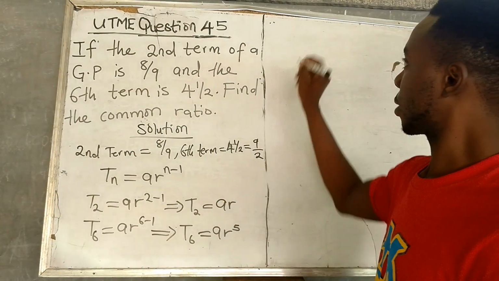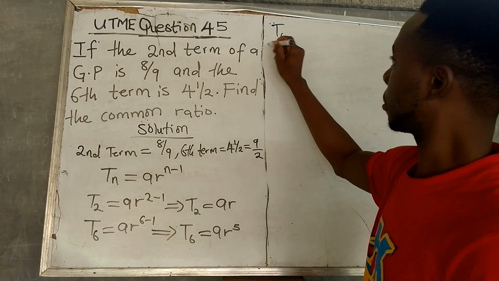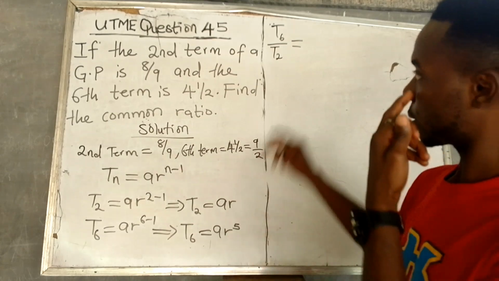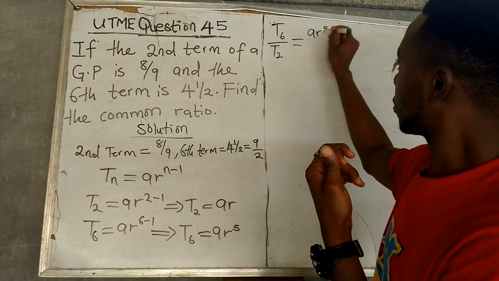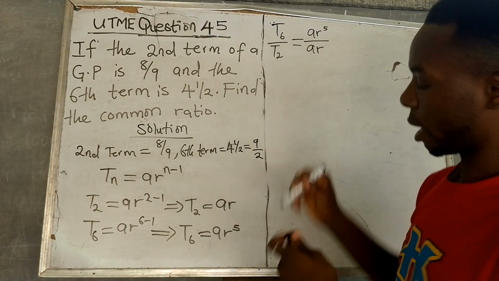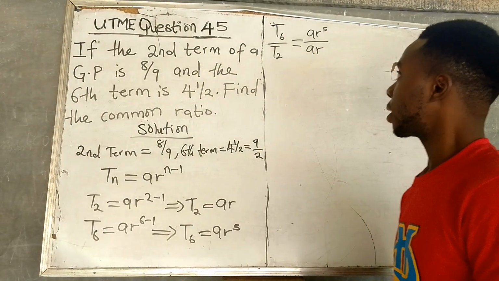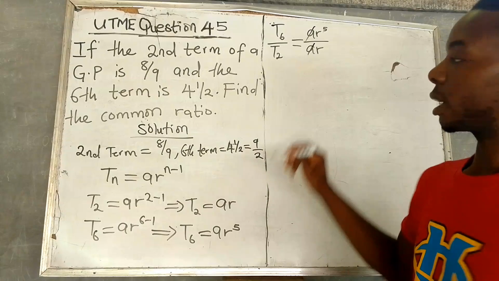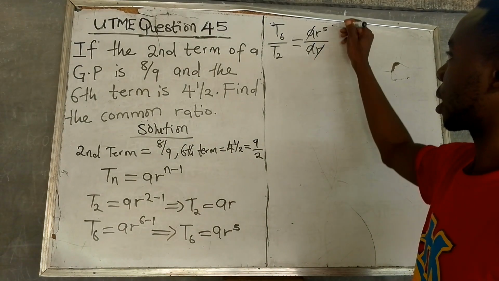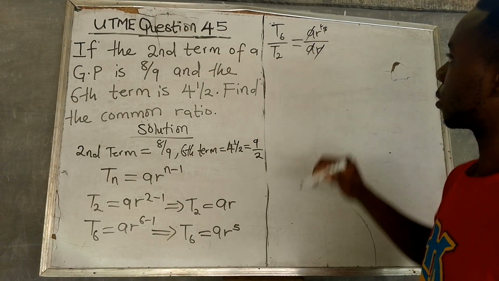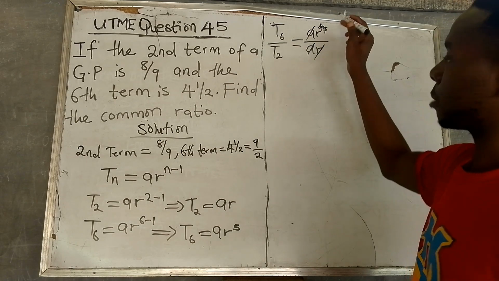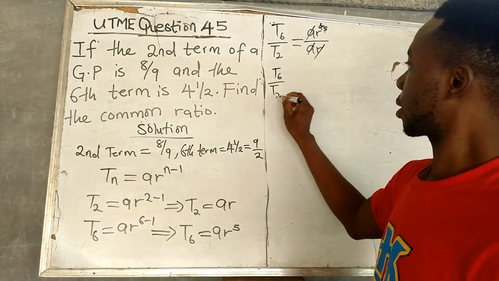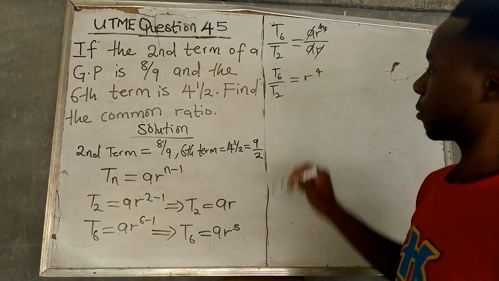The sixth term over the second term is equal to a r raised to power 5 over a r. Now, from here, we cancel this a, and one of this r will cancel one of this r, we will be left with r raised to power 4. So the sixth term over the second term is equal to r raised to power 4.